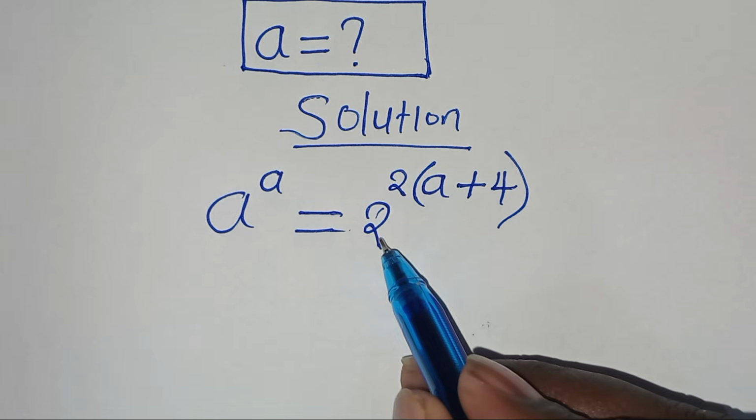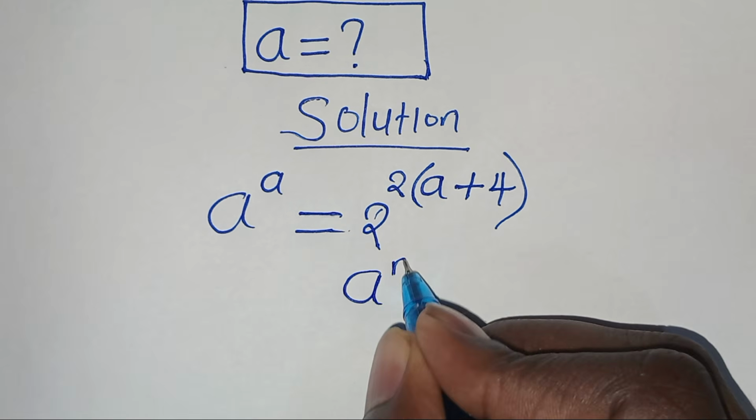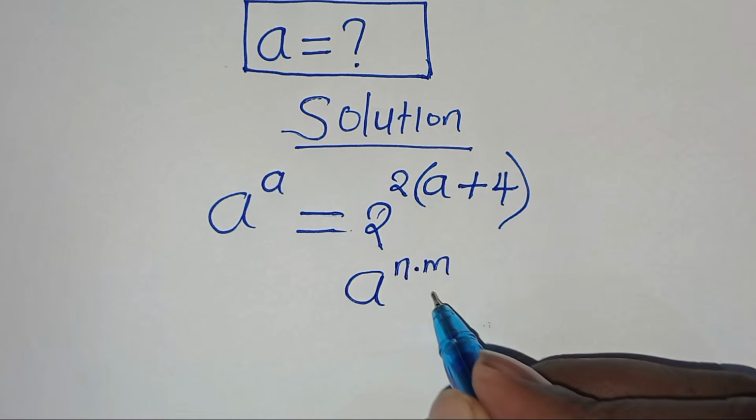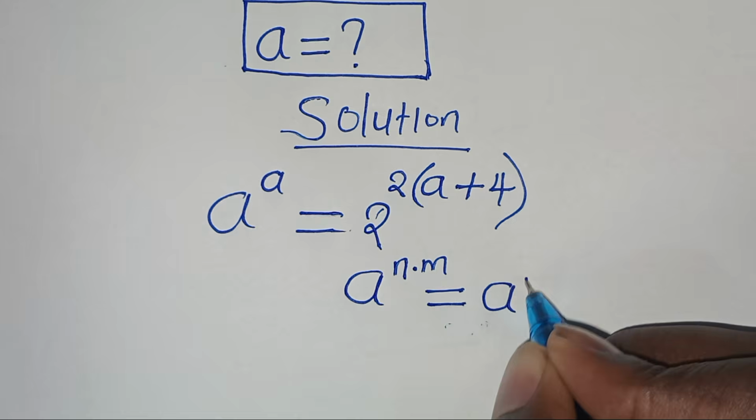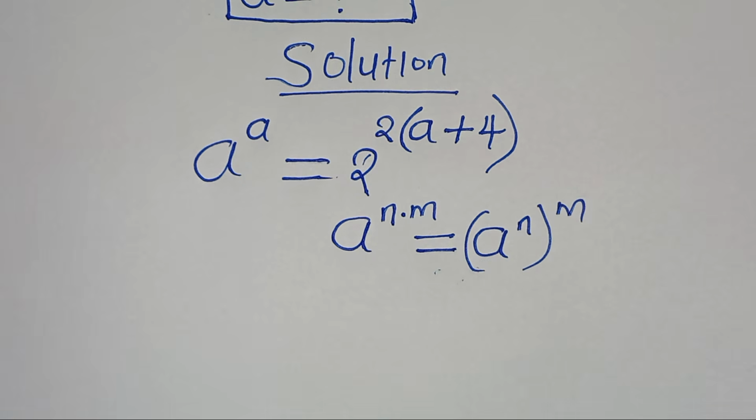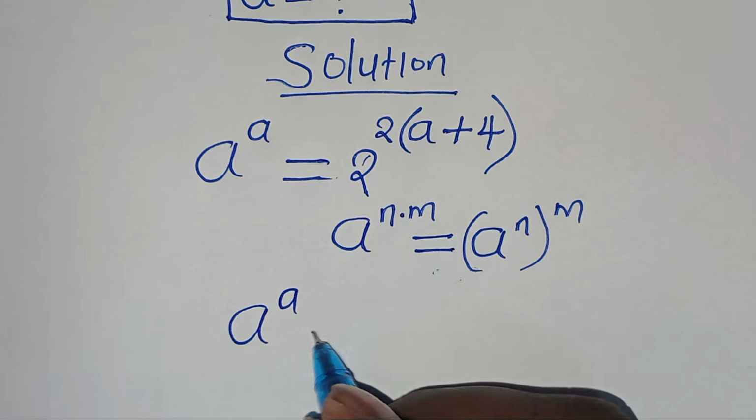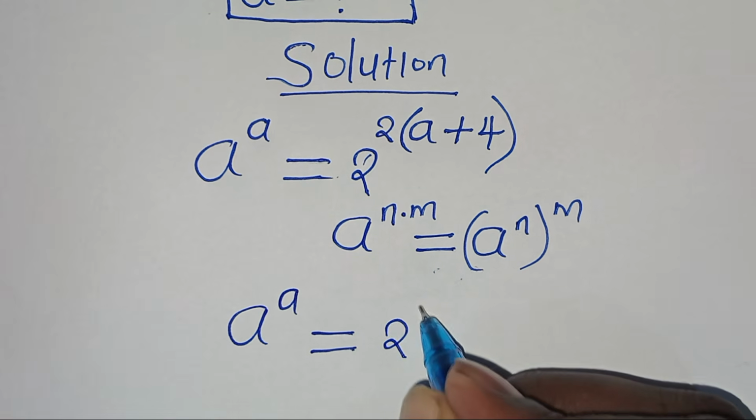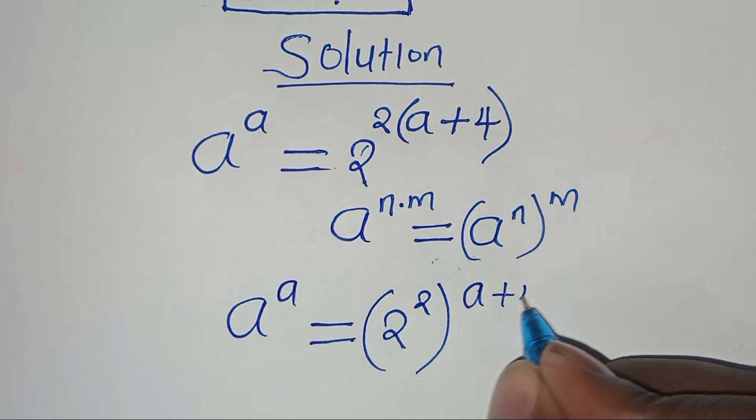The next step is that 2 to the power of 2 times a plus 4 is of the form a to the power of n multiplied by m, which we can express as a to the power of n, then raised to the power of m. Applying this exponent property, we have a to the power of a equal to 2 to the power of 2, then raised to the power of a plus 4.